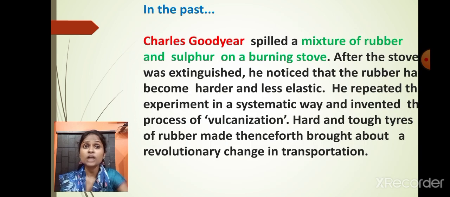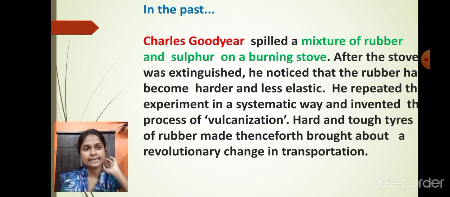Do you know how this vulcanization process came into existence? Let me tell you a short story. Charles Goodyear was the name of a scientist who spilled a mixture of rubber and sulfur on a burning stove. It was a mere accident. By mistake, he spilled the mixture of the rubber and the sulfur on the stove.